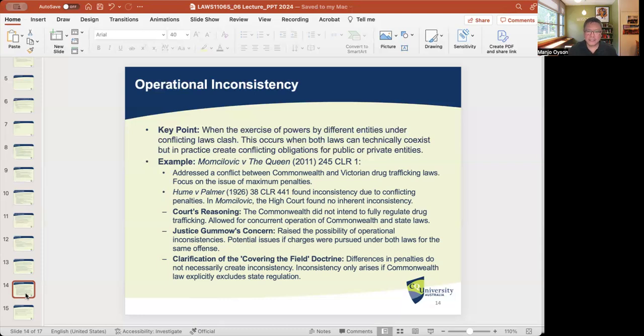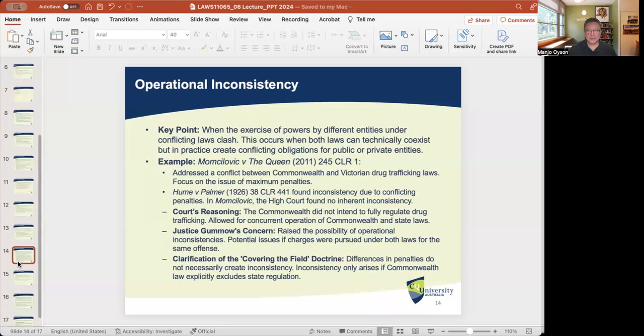So here the High Court found again no inherent inconsistency, because as far as the Commonwealth Parliament was concerned, it did not intend to fully regulate drug trafficking. And so in this scenario, it allowed for concurrent operation of Commonwealth and state laws. The concern, though, of Justice Gageler in this particular case was that there was a possibility of operational inconsistency, because if charges were pursued under both laws for the same offense, then clearly in that case, there would be an inconsistency. But in that particular case, there was no inherent inconsistency. And so they could coexist despite the fact that there could be what is known as the covering the field doctrine. So again, this is an attempt at finding a way to allow both laws to coexist.